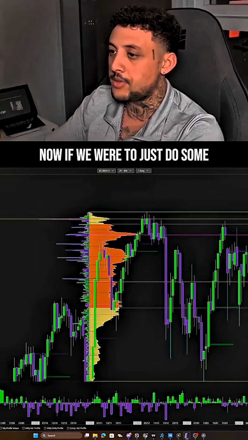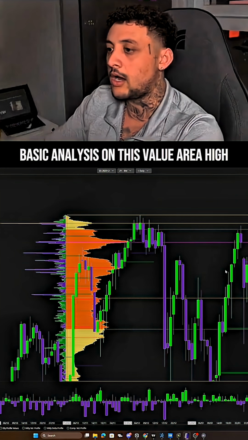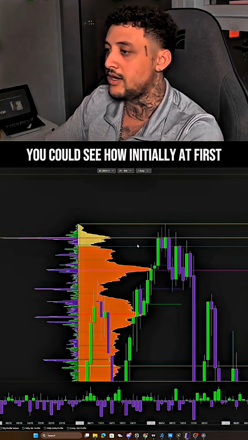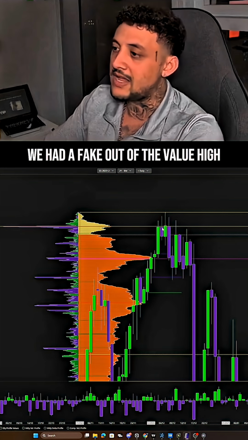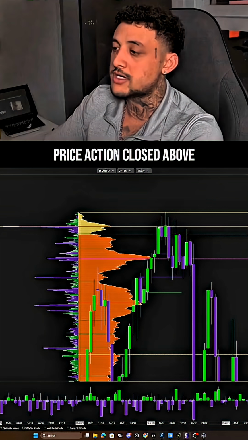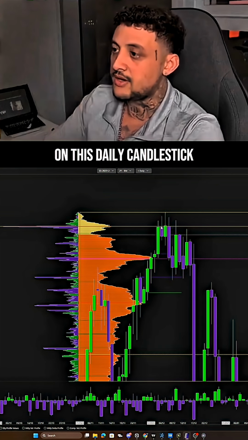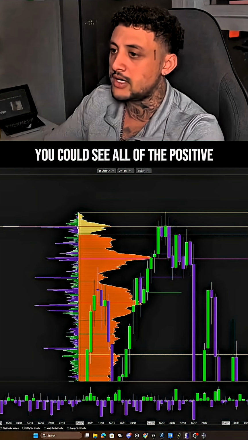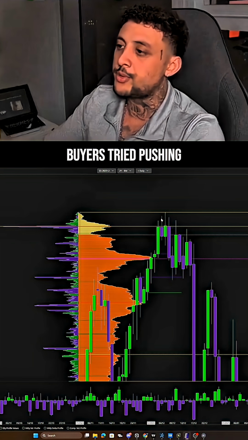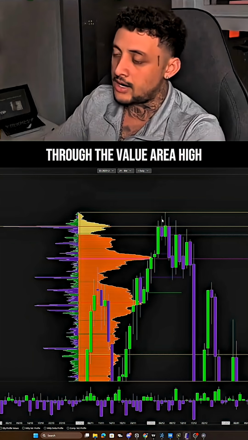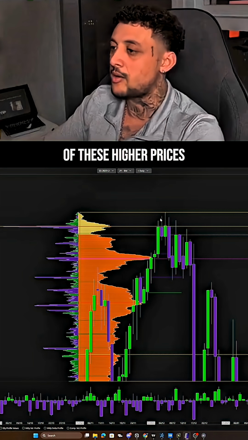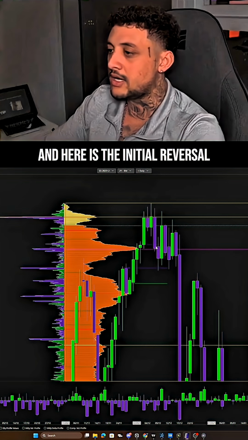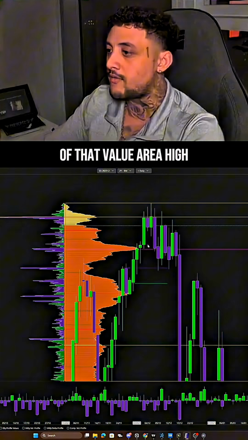Now if we were to do some basic analysis on this value area high up here, when price action first got up into this range, you could see how initially we had a fake out of the value area high. Price action closed above on this daily candlestick. The next daily candlestick, buyers tried pushing through. You could see all of the positive delta forming up here. Buyers tried pushing through the value area high, and we just couldn't find acceptance of these higher prices. Reclaim, same thing here. Buyers got absorbed, buyers got absorbed, and here is the initial reversal off of that value area high.